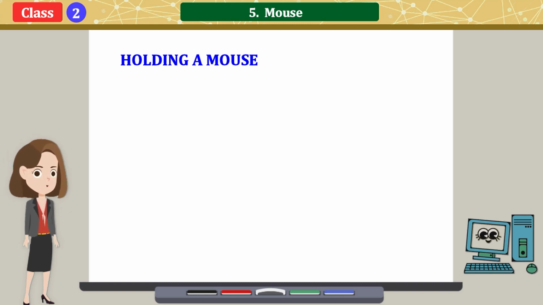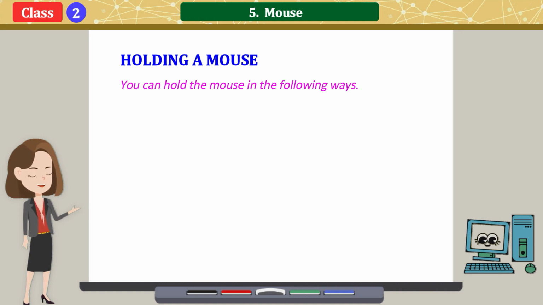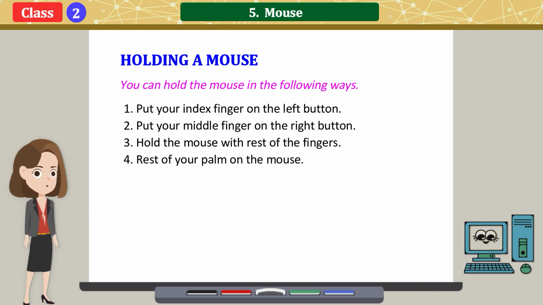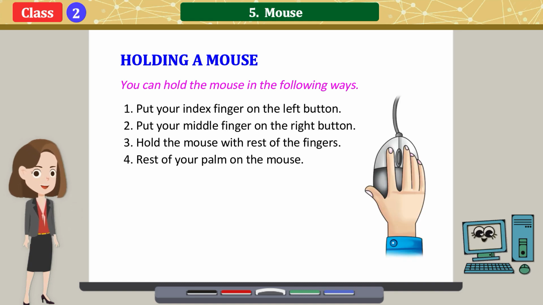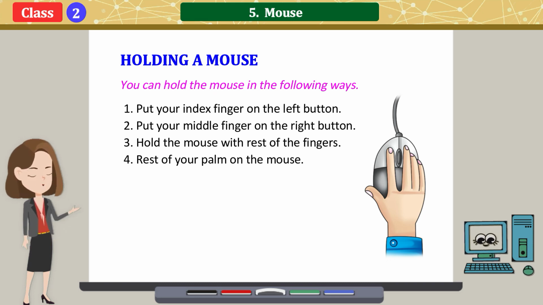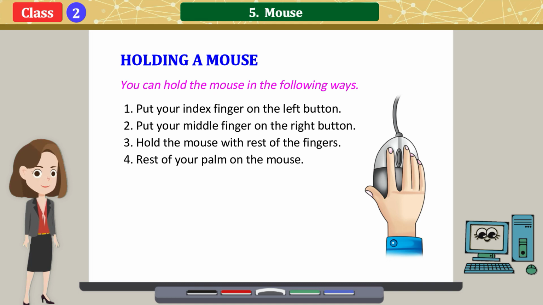Holding a mouse. You can hold the mouse in the following ways. 1. Put your index finger on the left button. 2. Put your middle finger on the right button. 3. Hold the mouse with rest of the fingers. 4. Rest your palm on the mouse.